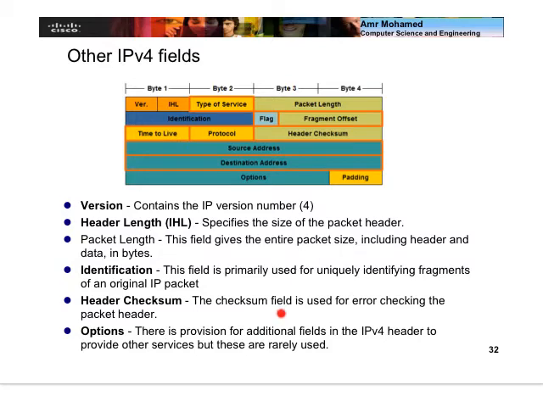So the checksum field is used for error detection, not correction. The only place where we have error correction is where? Application? No. TCP? Application? No, not TCP. That's a tricky question. We said that. What layer? Yes.